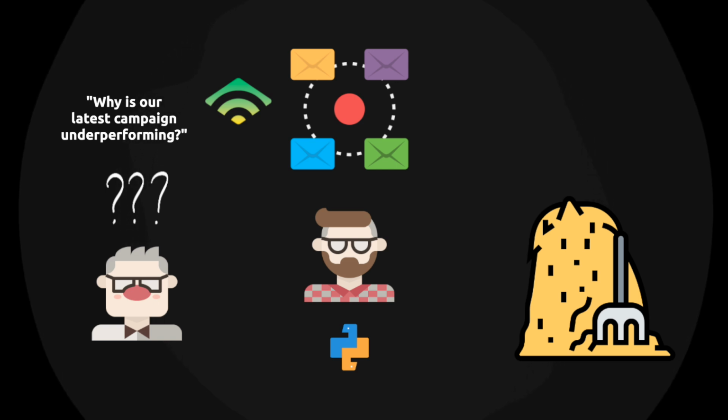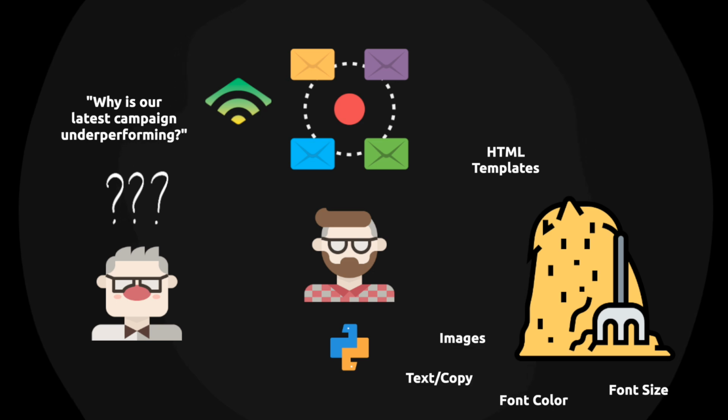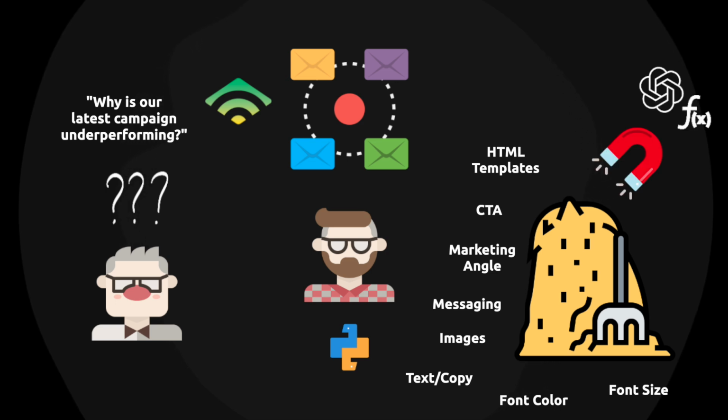There are so many different factors that can affect the performance of an email marketing campaign. The HTML templates that are being used in the campaign can affect the conversion rates. It could be the font size, the font color, the text, the images, the messaging, the marketing angle, the call to action, and so on. You really want to A/B test everything, but where do you start? To find the needle in the haystack, you need some sort of magnet. But luckily, an LLM like GPT-4 is the magnet you need. And to show you what I mean by this, let's head back to the Colab notebook and extract the data for analysis.